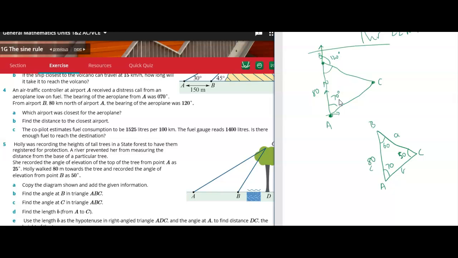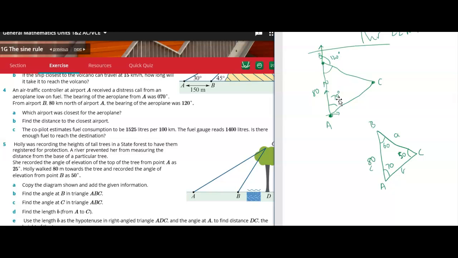Okay. So we've done that in A, did we not? Let me just quickly check what the answer says. What question are we doing? Oh, well, which airport was closest for the aeroplane? So that would be airport A or airport B. And then you've got to find the distance. Okay, so it's pretty much the same thing. So you found the answer for question B when you did question A.